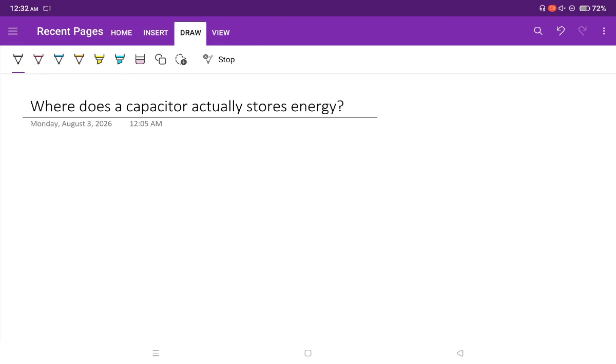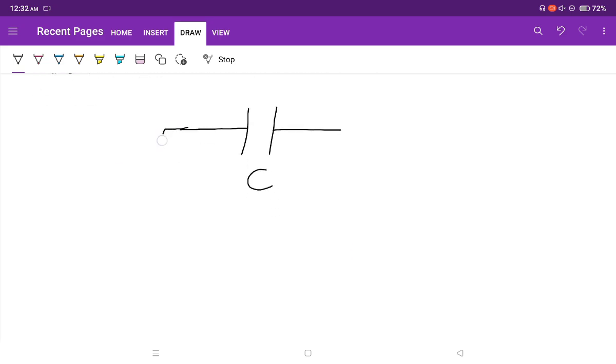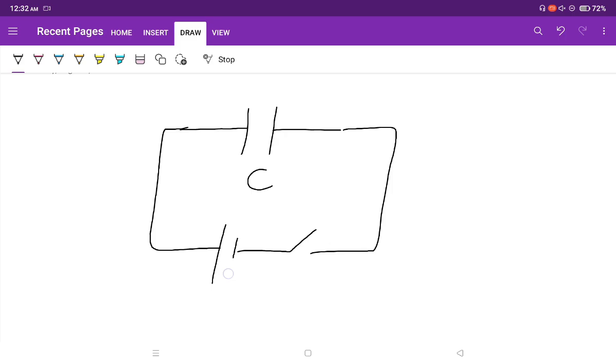Let's find out where a capacitor actually stores energy. When we charge a capacitor, suppose I have a capacitor of capacitance C. If I charge this capacitor using a battery of voltage V and a key or switch S, and I close the key, current flows.